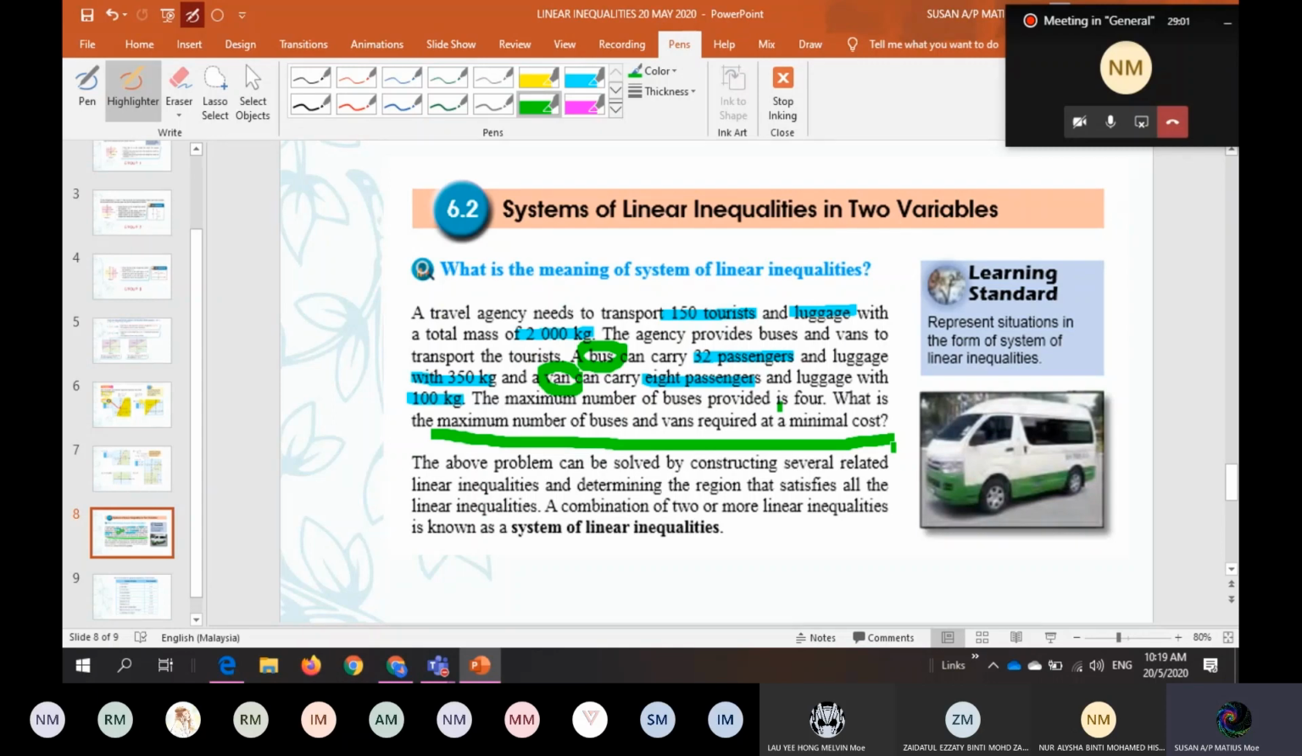Yes, of course it can, because it's not necessary to fit exactly 150. You can have extra, empty spaces. For example, if I take 10 students, I cannot take one van. I have to take 2 vans.